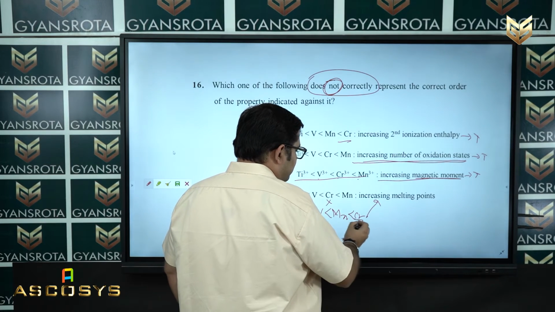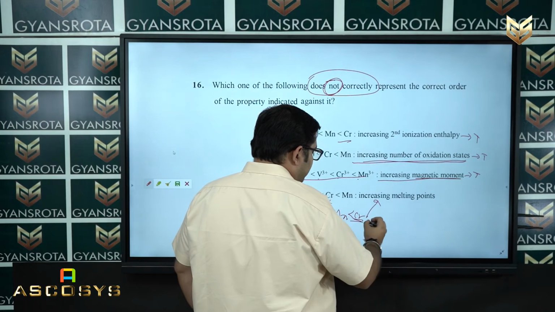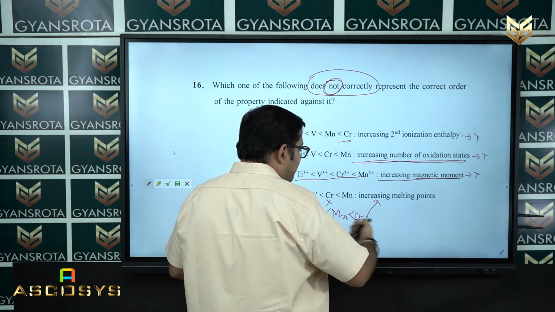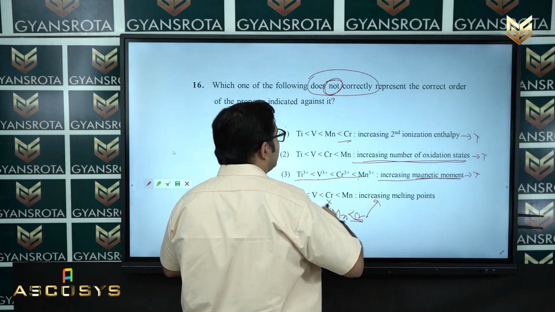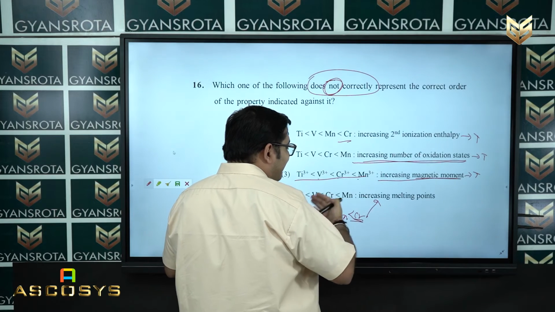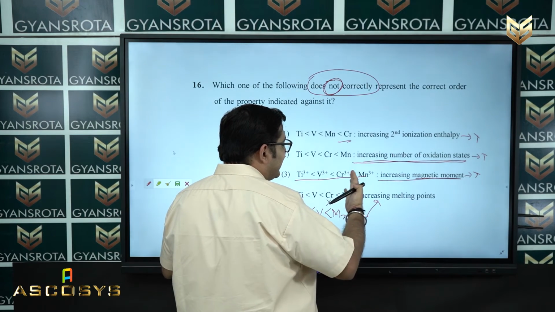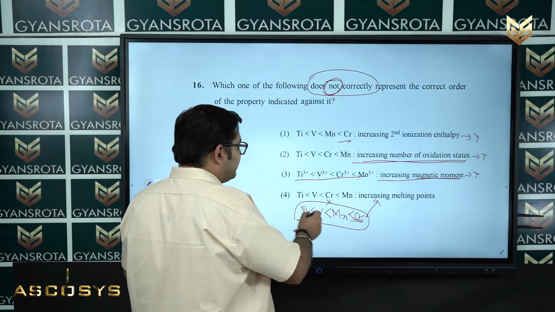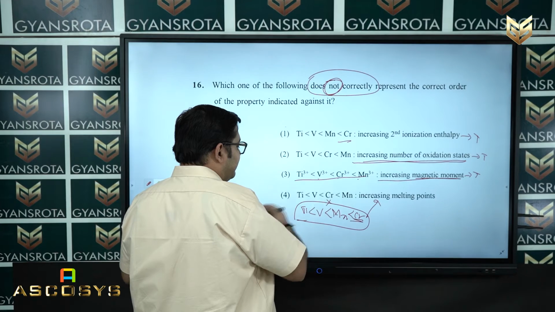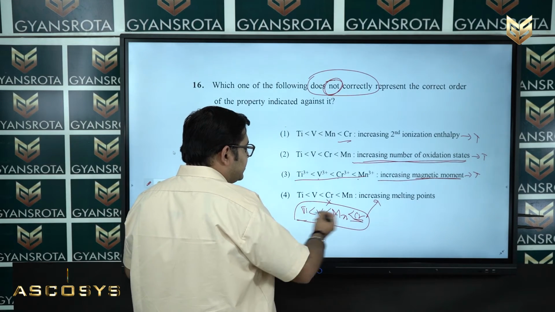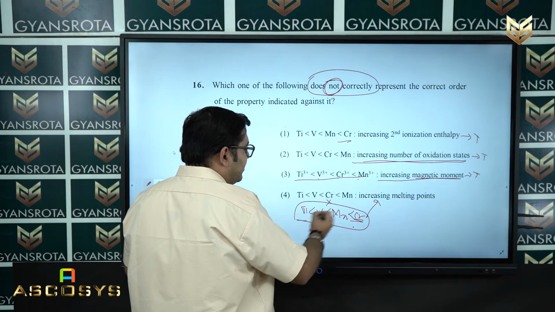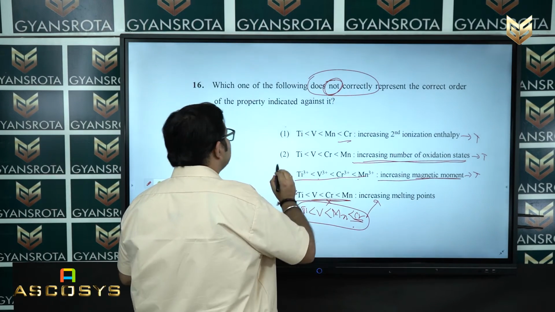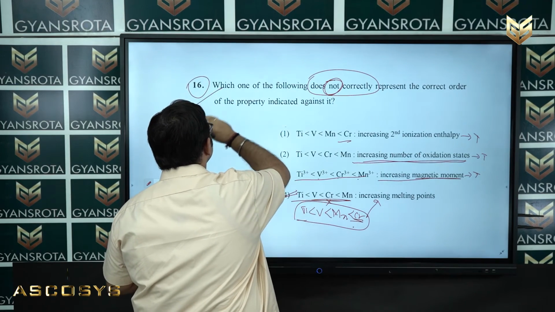The reason is, if the number of unpaired electrons is more, the strength of the metallic bond increases. When the strength increases, we require more and more energy. As a result, the melting point increases. So the correct order is titanium less than vanadium, vanadium less than manganese, and manganese less than chromium. This should be the order of increasing melting point. So here the order is not correctly given. Option number 4 is the correct answer to your question number 16.